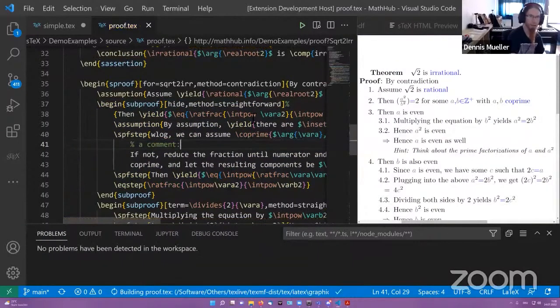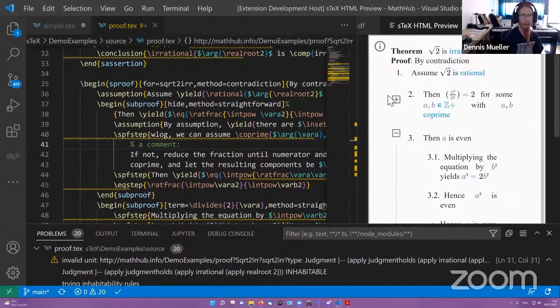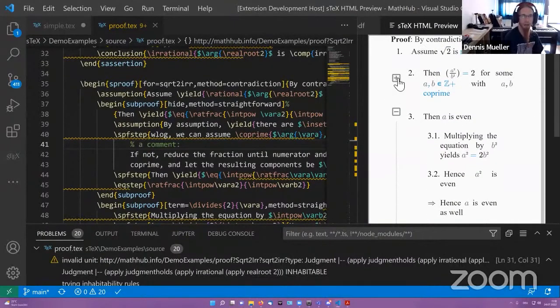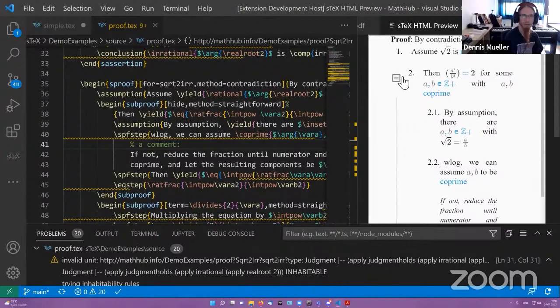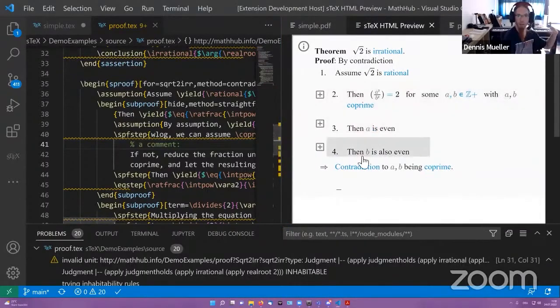But if I now convert it to HTML, there it is. And now I still get the same layout as before, but now I can actually collapse this and expand the individual proof steps. And if I just collapse all of them, then I really get a really nice overview of how the proof as a whole actually proceeds.